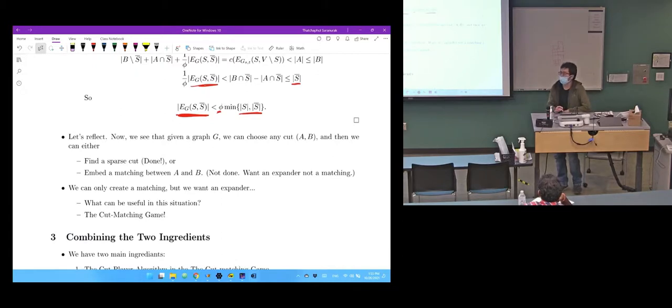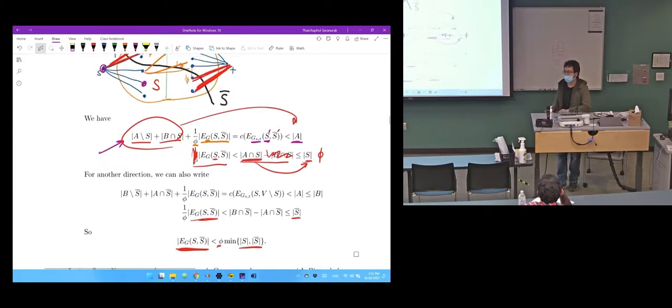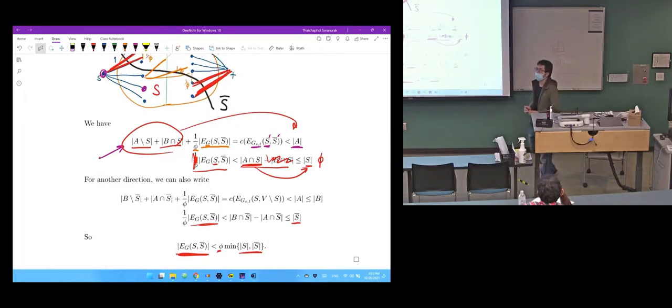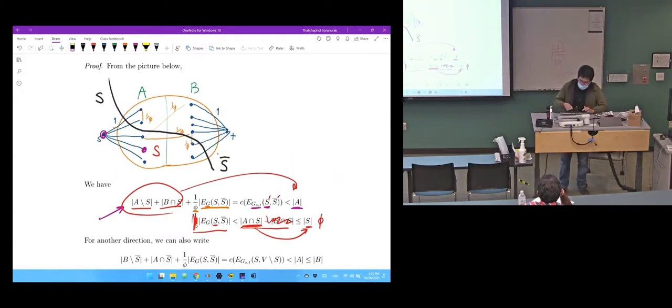Question about the proof: if the max flow is even slightly smaller than the size of A, we are counting it as sparse? Exactly. But intuition-wise, it does not make sense. Okay, so it makes sense because of this.